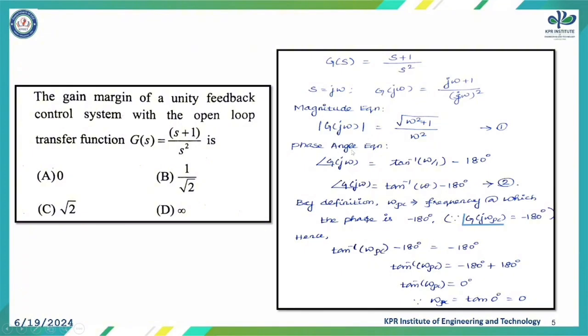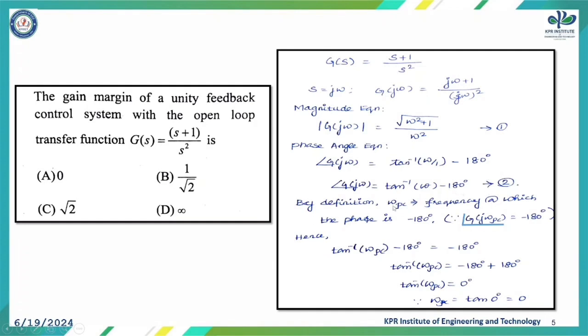Then we have to write the phase angle equation, that is angle of G of j omega is equal to tan inverse of omega. From the numerator j omega plus 1, we write tan inverse of omega by 1, and minus 180 degrees for the denominator part j omega squared. So we write tan inverse of omega minus 180 degrees. That is the phase angle equation.